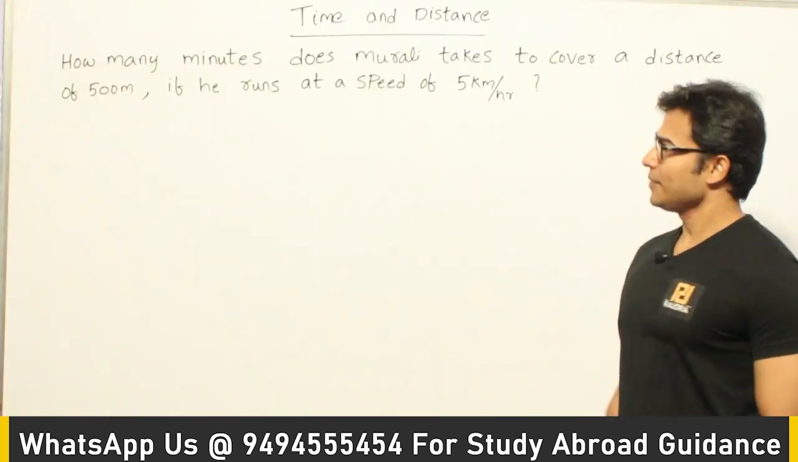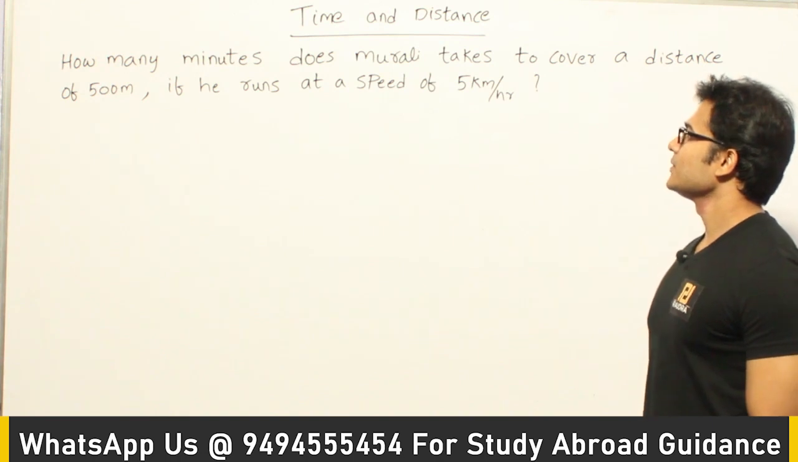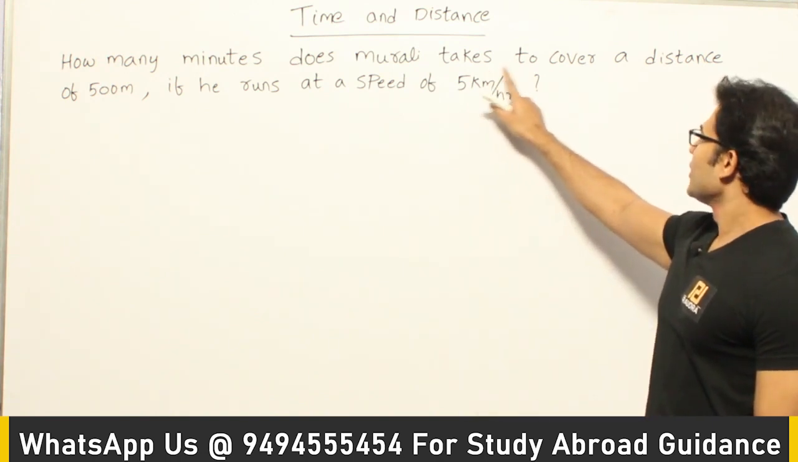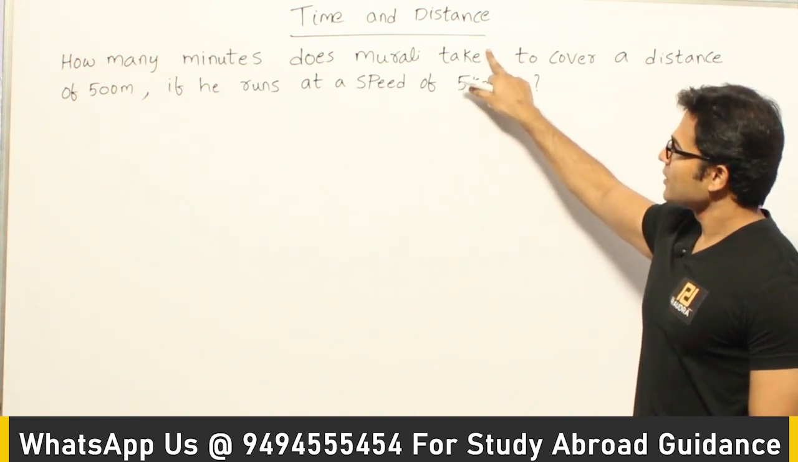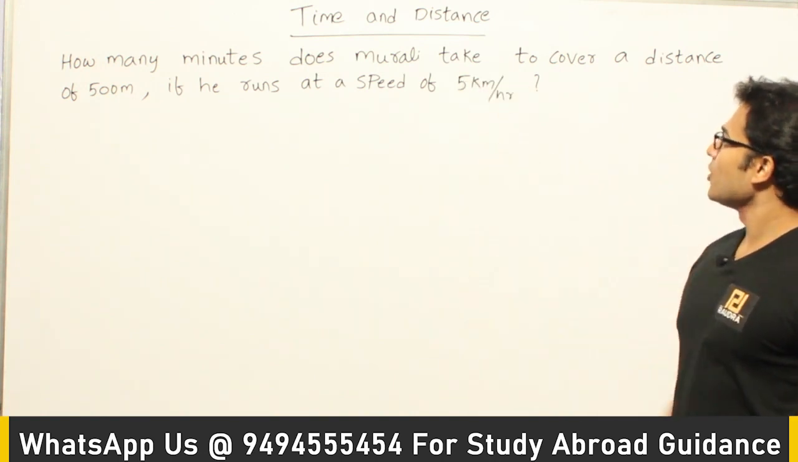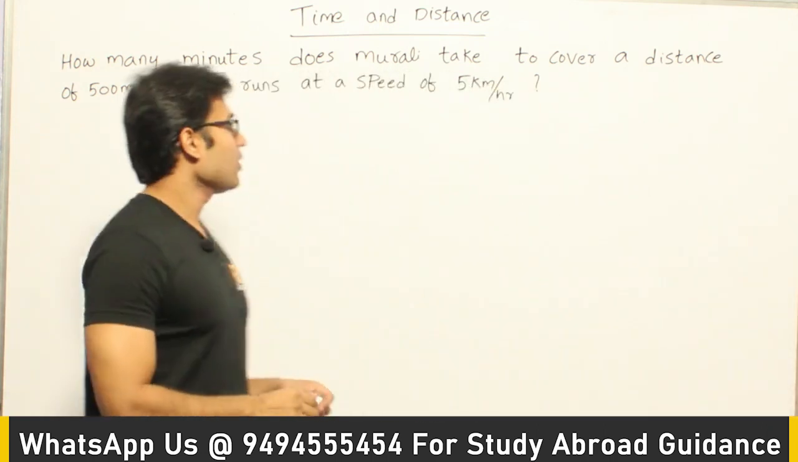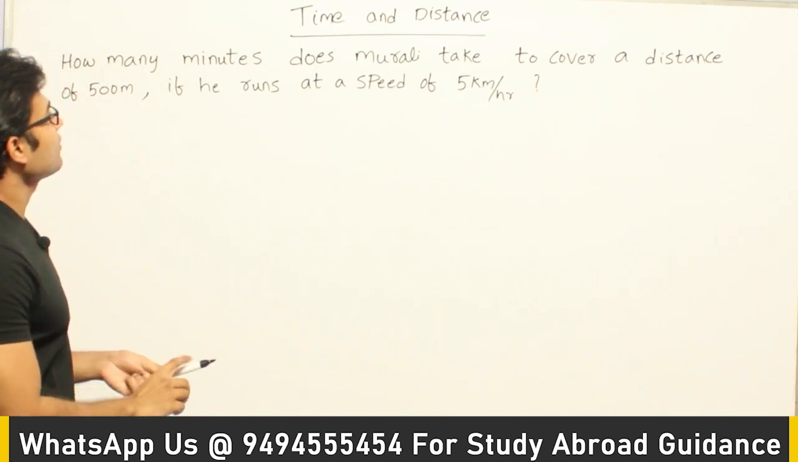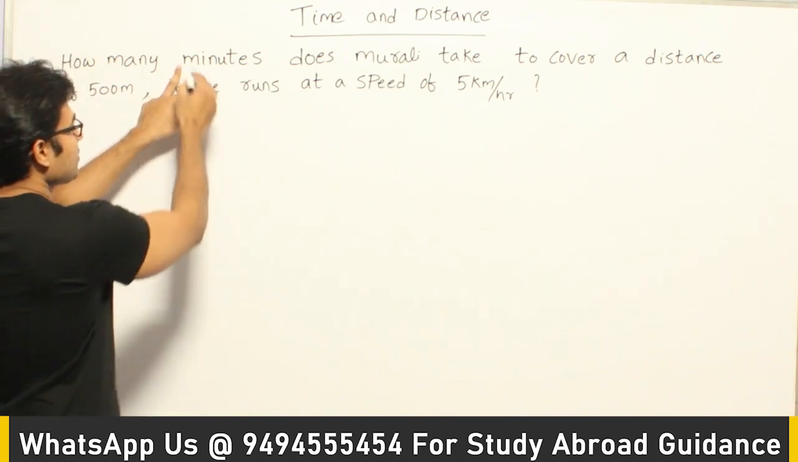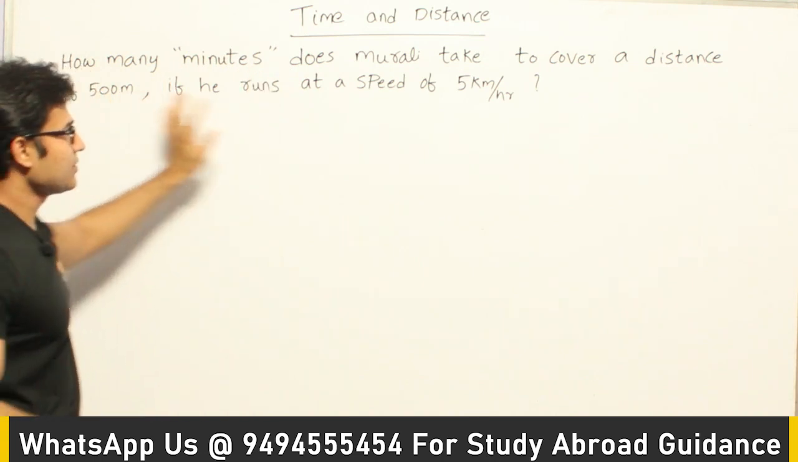Now let's see this topic, time and distance. The questions in this will be like this. How many minutes does Murli take to cover a distance of 500 meters if he runs at a speed of 5 kilometers per hour? Okay, so what is asked is they are asking about the time. Minutes means time, given that he runs a distance and some speed is given.